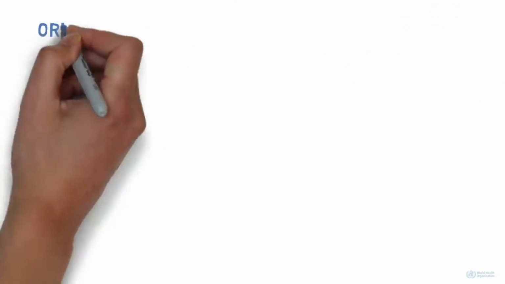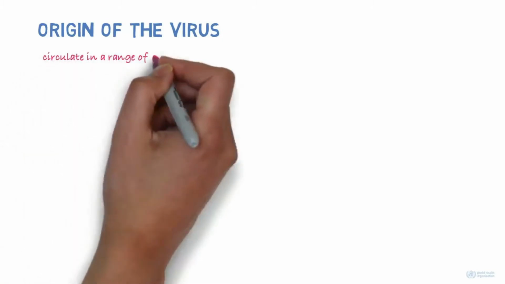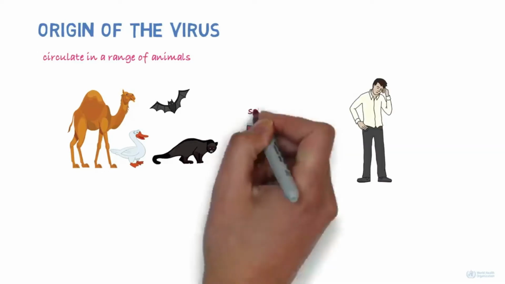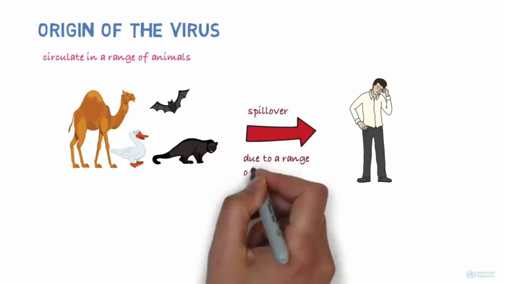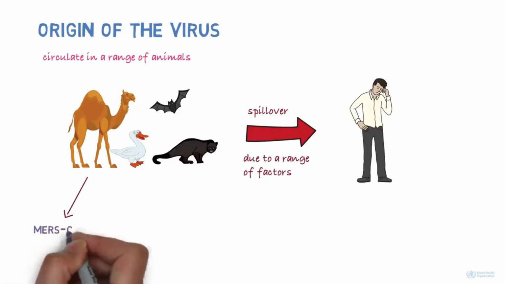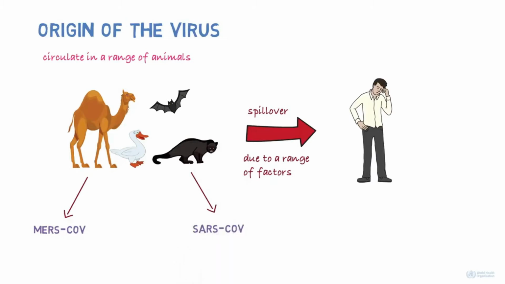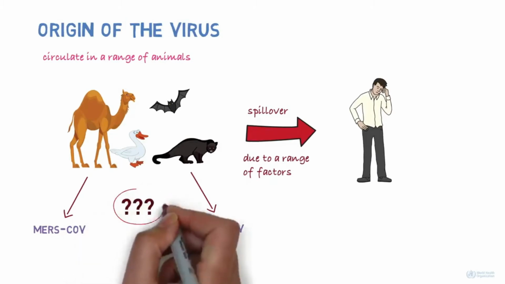It circulates in a range of animals, and this virus jumped from animals to humans due to a range of factors such as mutations in the virus and increased contact between humans and animals. For example, MERS-CoV is from camels, SARS-CoV is through cats. The animal responsible for the new coronavirus is not yet known.